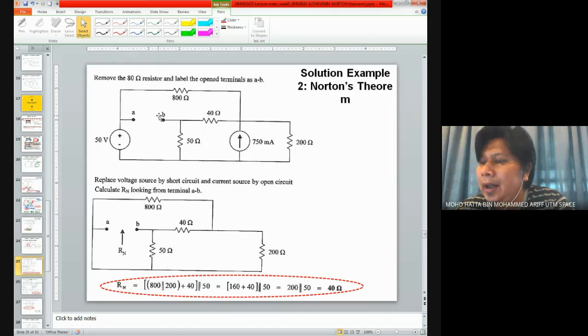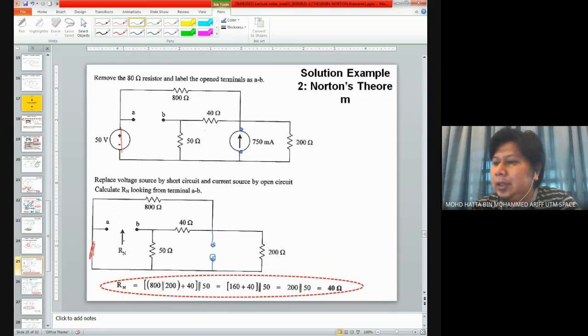And for RN, what you need to do is you try to make this voltage source to be short circuit. It's basically at this part, okay? And we try to make this current source to be open circuit. Basically, it's here, open circuit and also short circuit. And you try to find RTH, or sorry, RN over here. Basically, RTH and RN is the same value.